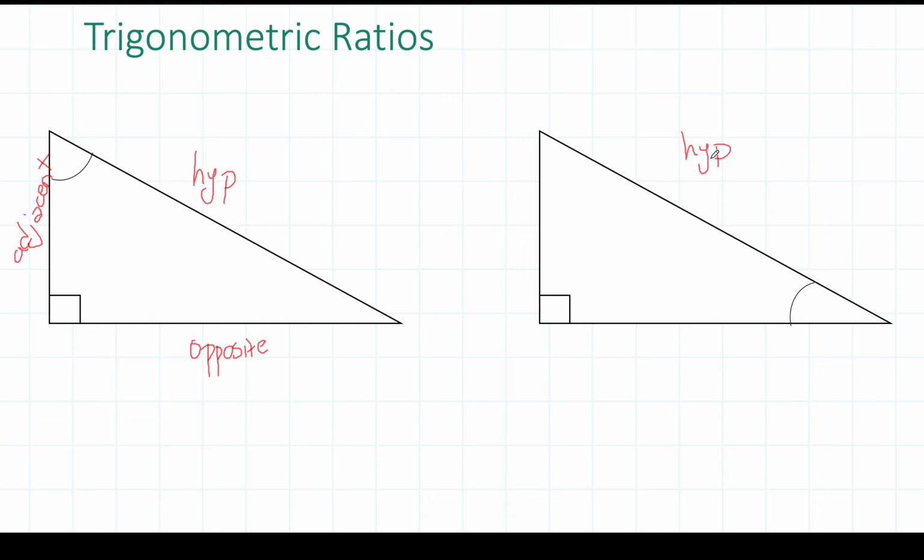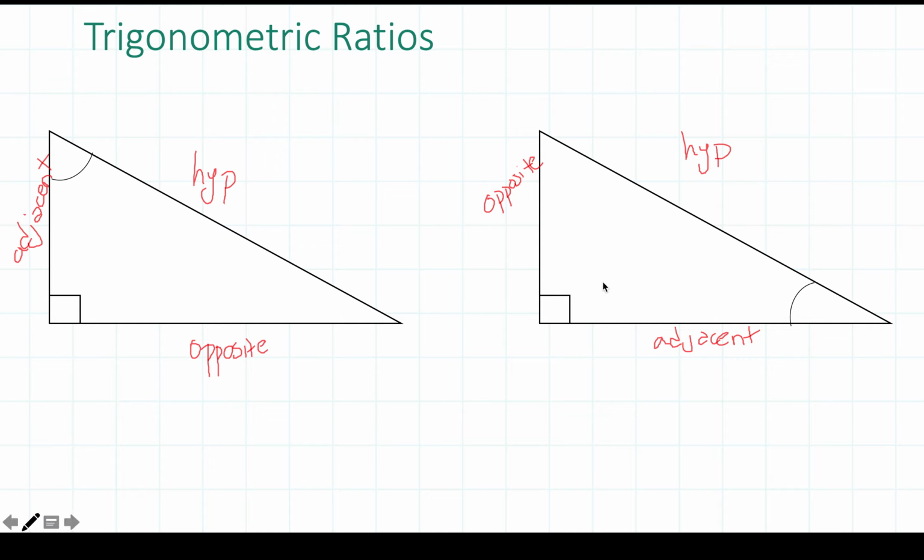Similarly here, this is the hypotenuse. This will be the opposite this time, and this will be the adjacent. So the adjacent and opposite alternate depending on where your angle is. So you have to be careful when you're labeling your triangle that you're identifying the correct angle and you're correctly looking at the opposite and the adjacent.